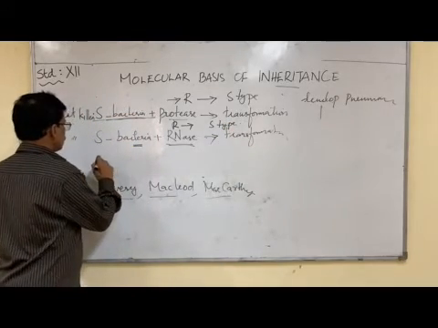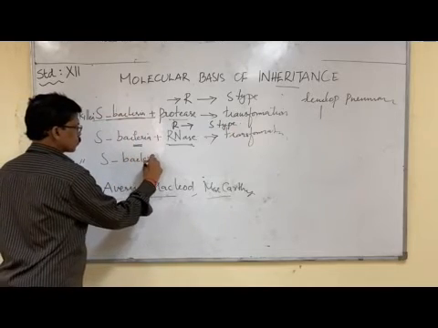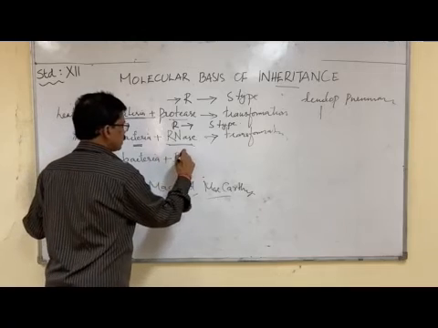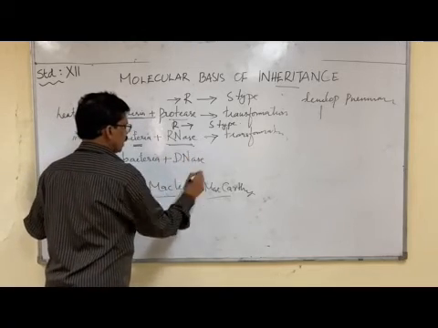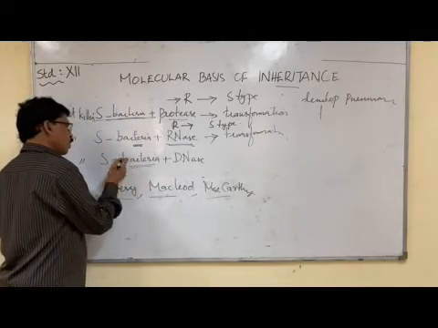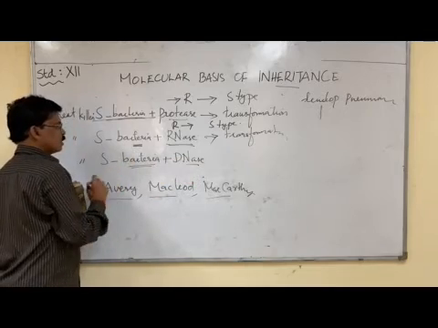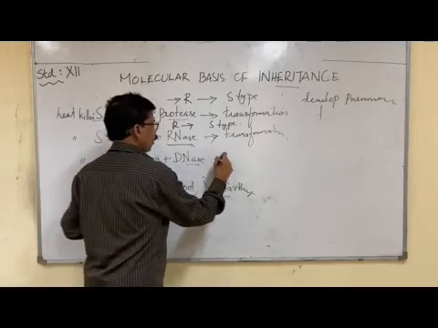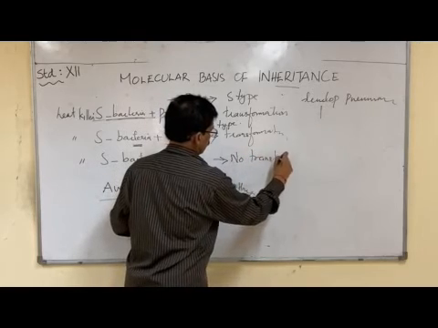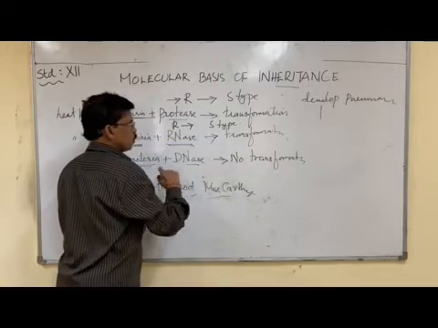But in the third step, heat-killed S type bacteria were treated with the DNase enzyme. The DNase enzyme dissolved the DNA of the heat-killed S type bacteria, and no transformation took place. No transformation of R type into S type.